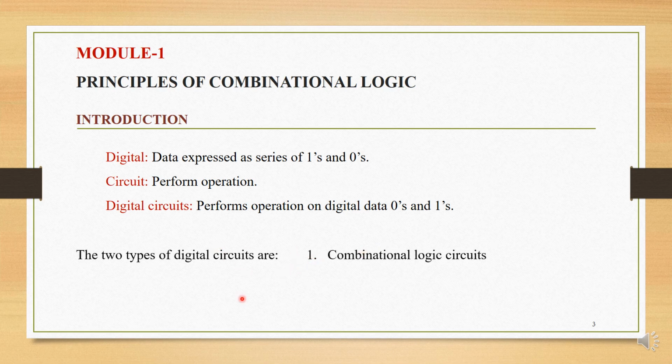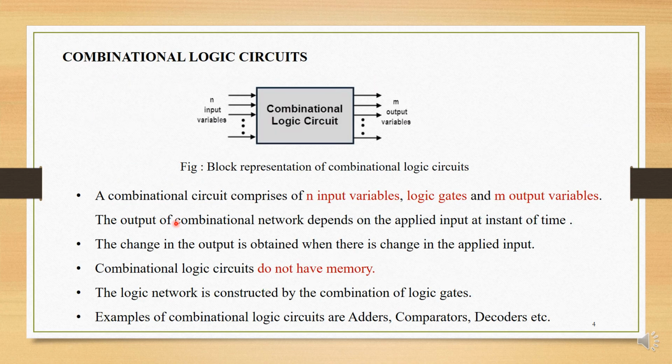Based on this we have two types of digital circuits. One is combinational logic circuits and another one is sequential logic circuits. Let us now see what combinational logic circuits are. The figure shows the block representation of a combinational logic circuit, where it consists of n input variables and m output variables. So the combinational logic circuit comprises n input variables, a combination of logic gates and m output variables.